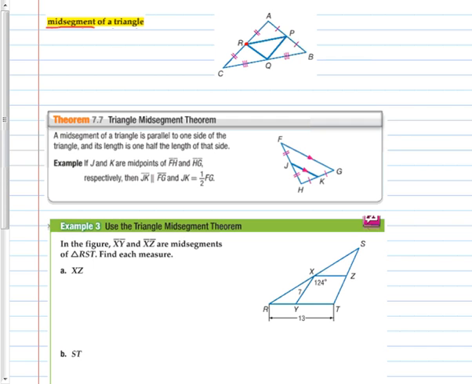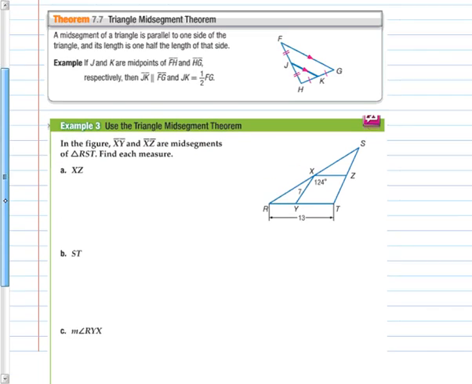So R is a midpoint of AC. We have those two little marks showing they're congruent. P is the midpoint of AB. So if I connect those two, it's called a mid-segment. Q is the midpoint of CB. So if I connect, I've got another mid-segment. I have another mid-segment. So those happen to be the 3 mid-segments of triangle ABC. So mid-segments connect the midpoints.